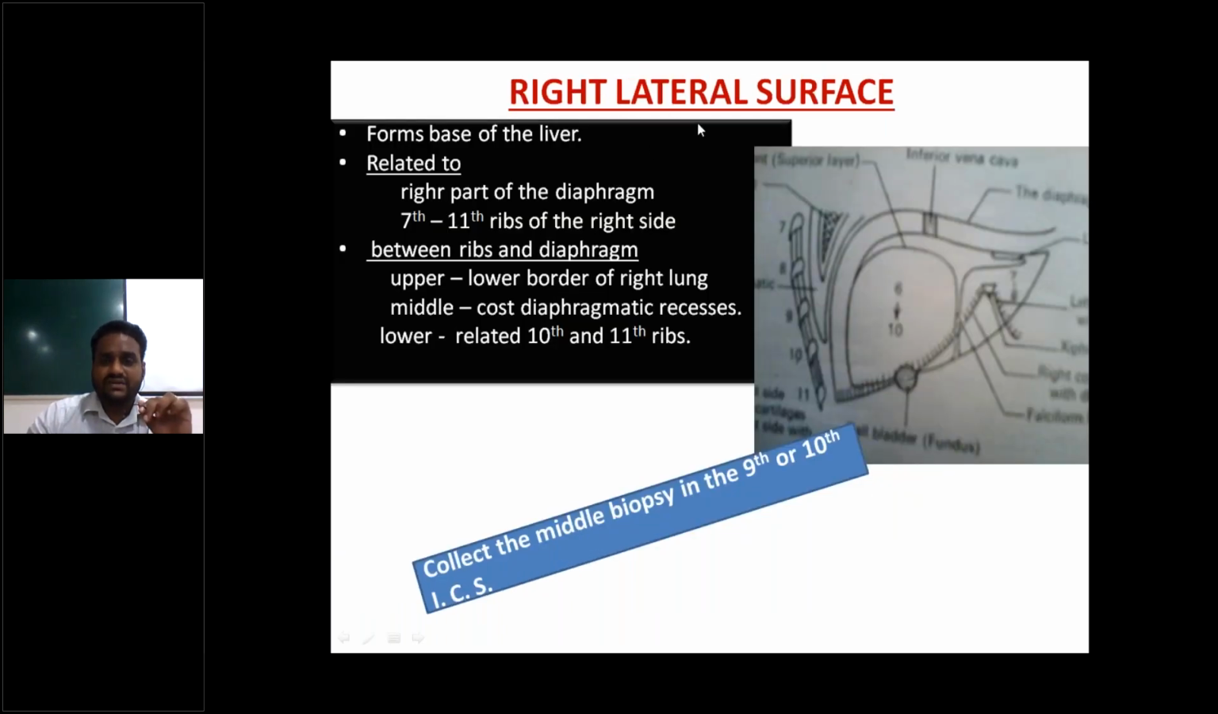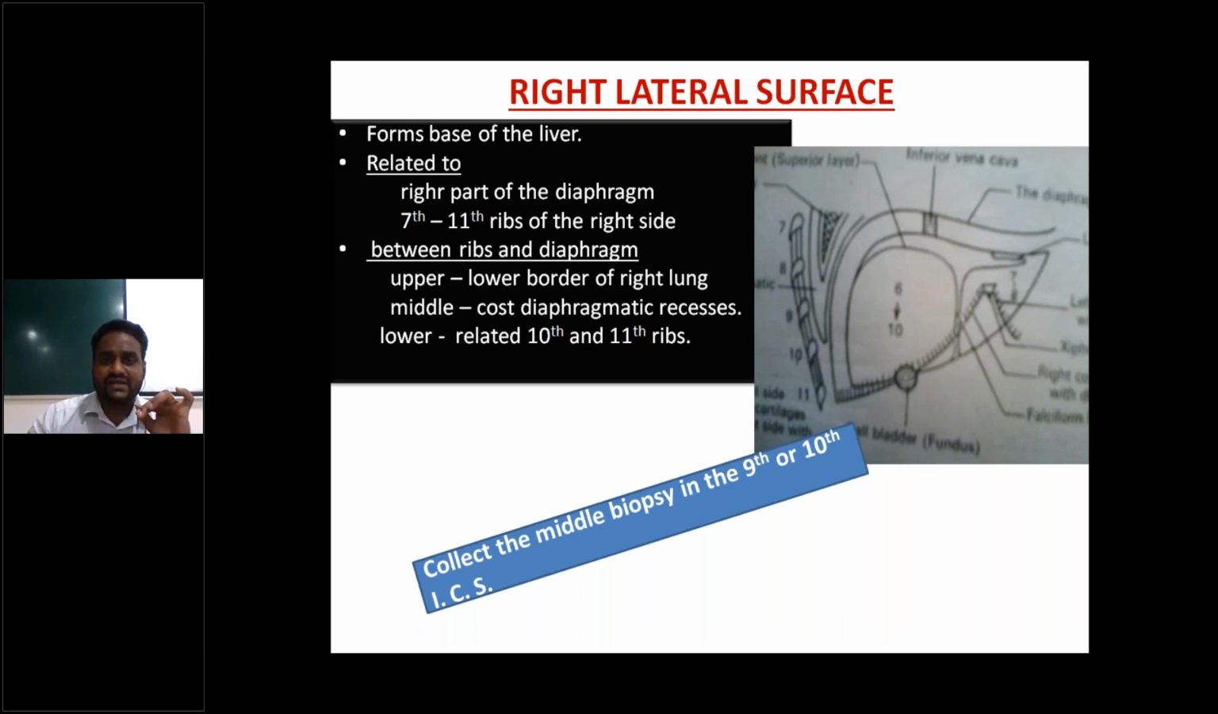Now we come to another surface. What is the next surface? Right lateral surface. Very good. What are the relations of the right lateral surface? Lower border of lung, costodiaphragmatic regions. Mainly 3 relations from above downwards: right lung, costodiaphragmatic recess, 10th and 11th ribs. That's enough. These relations are very, very important.